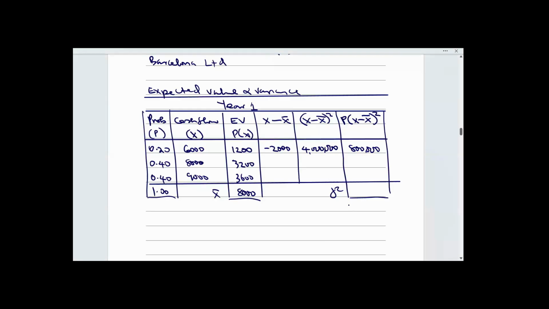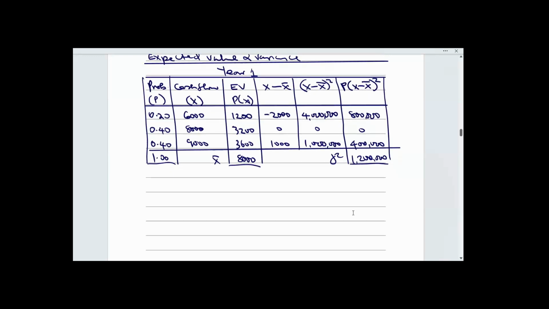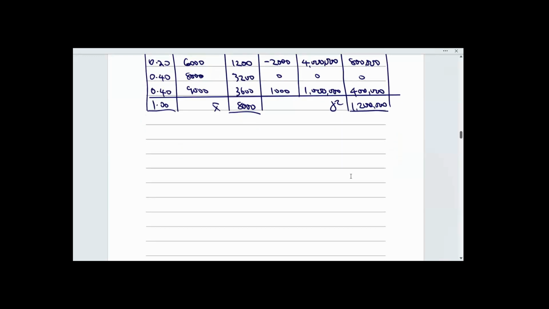Okay, 8,000 minus 8,000 is 0. 9,000 minus 8,000 will give us 1,000. 1,000 squared, 1 million naira. 1 million multiplied by 0.4 will give us 400,000. When you add it up, 1,200,000. That's the variance of year one. We then do for year two.